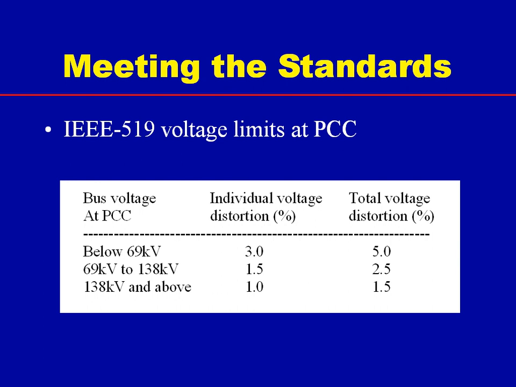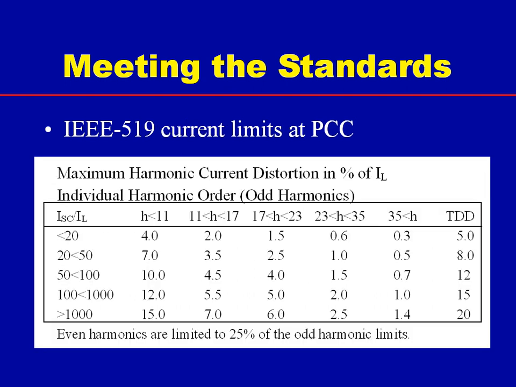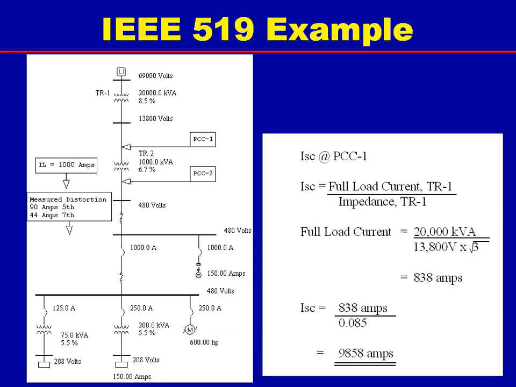IEEE 519 limits are provided for the total harmonic distortion as well as for the distortion at any single harmonic frequency. For example, the total voltage distortion limit at the point of common coupling is 5% for all systems below 69,000 volts. The IEEE 519 standard also limits the current distortion as a function of load current and available short circuit current. We'll look at a sample calculation to better understand how the load current and short circuit current affect the current distortion limits. We first calculate the available short circuit current at the point of common coupling. The point of common coupling is generally defined as the service entrance from the utility connection. For our example, we'll use the point labeled PCC1.